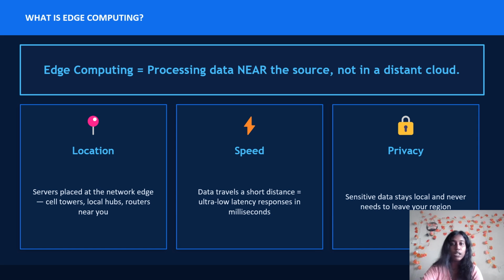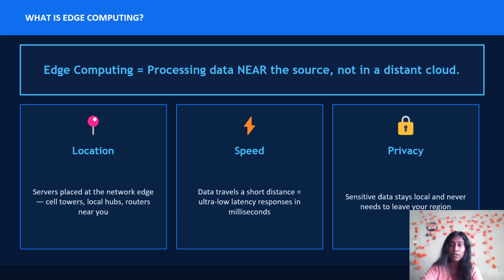Think of it like this. The cloud is a large hospital in another city. It is powerful, it is centralized, and it is ideal for complex operations. But edge computing is the first aid kit right next to you. It's fast, it's immediate, and it's always available when seconds matter. Both systems work together and not against each other.